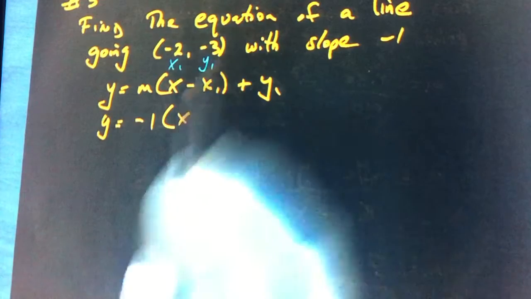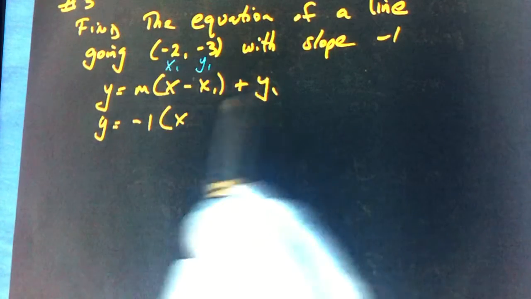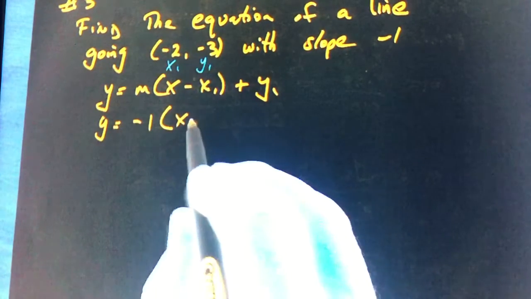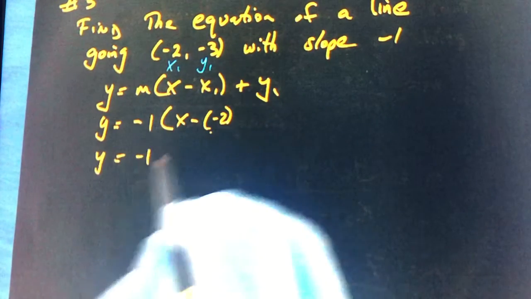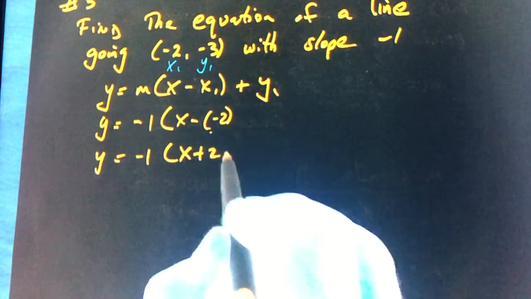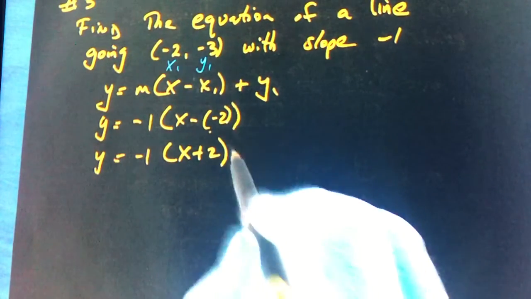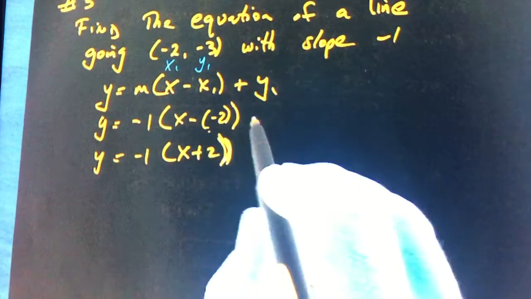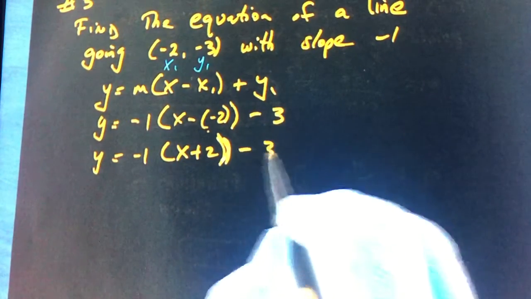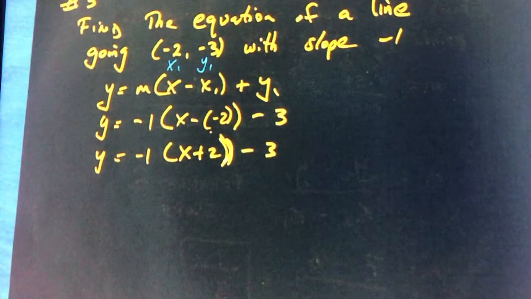Now, this right here, this is -2. When we put that in here, we've got minus a negative, so we're going to end up with x plus 2. Let's look at that, because for this part right here, the y1, the sign doesn't change. We just put -3. There's no double negative, and it doesn't change.